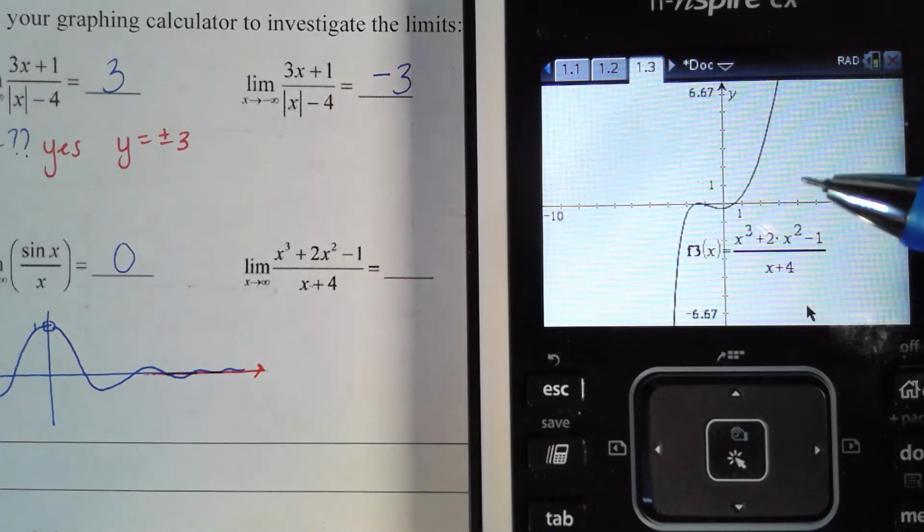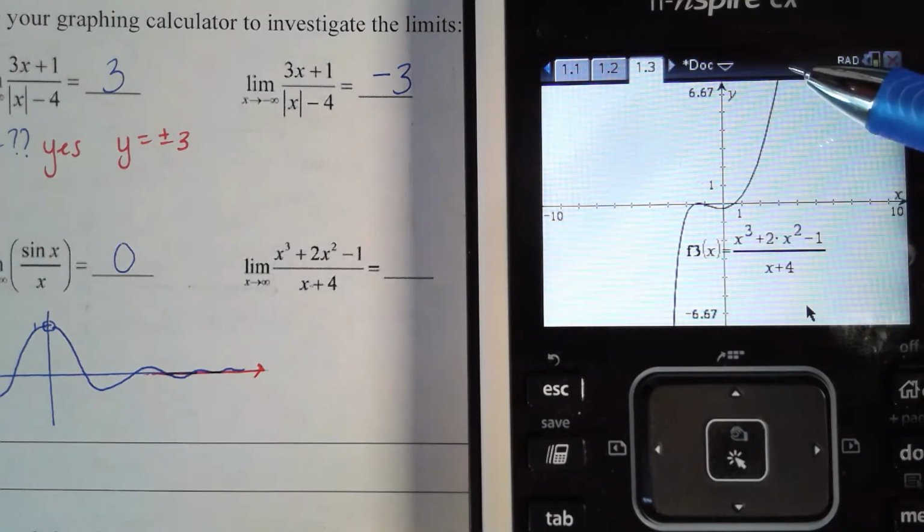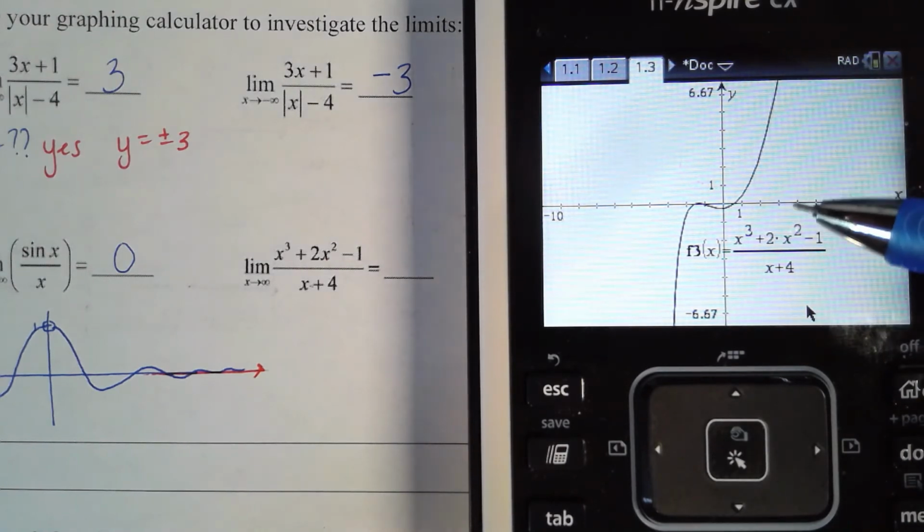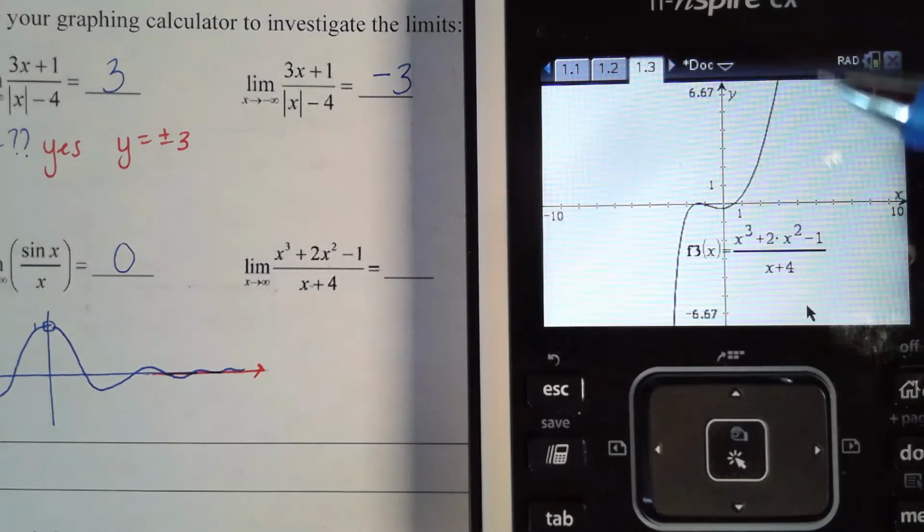Right, with my pen, follow it up, but it looks like it's going up, up, up, but I'm only at like x equals 4, so I don't actually know what's going on over here. So with that being said, I'm going back to the table. I don't ever really want to trust a graph unless I really change the window.